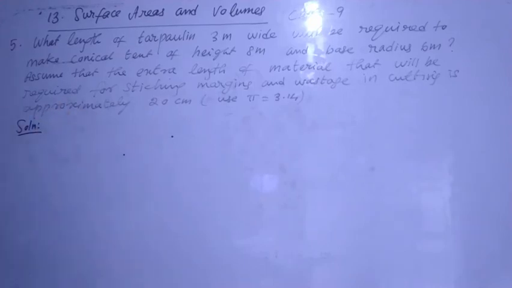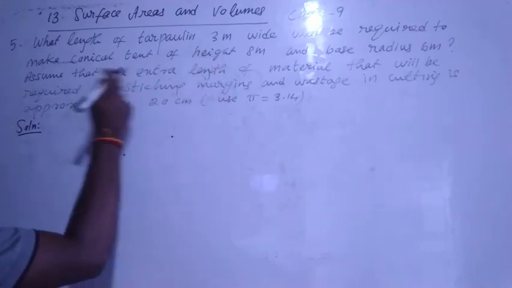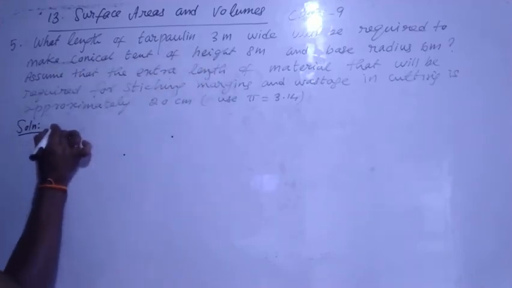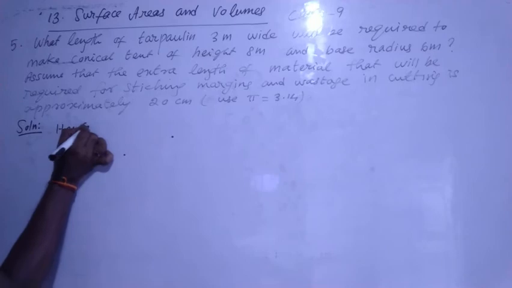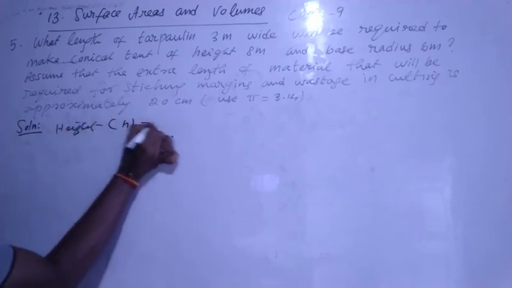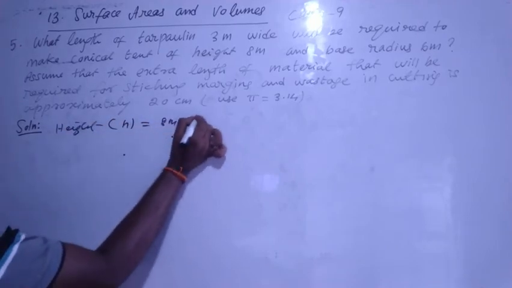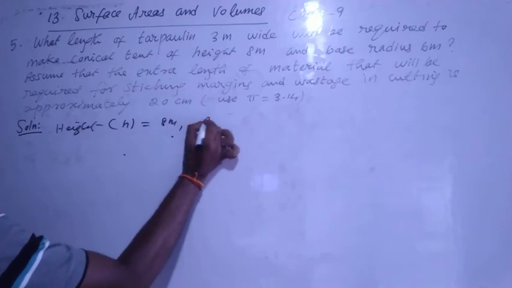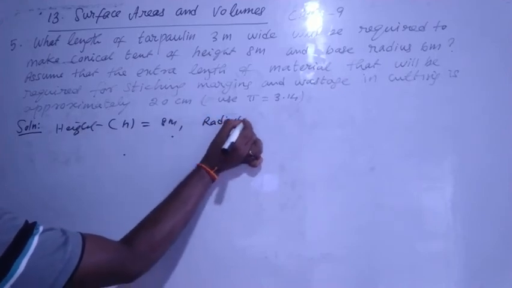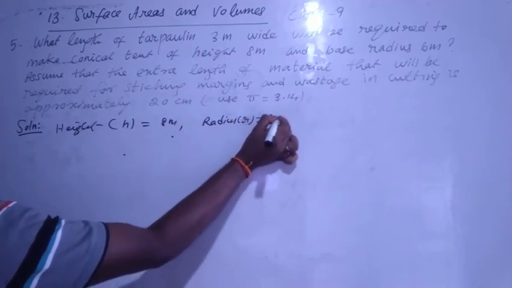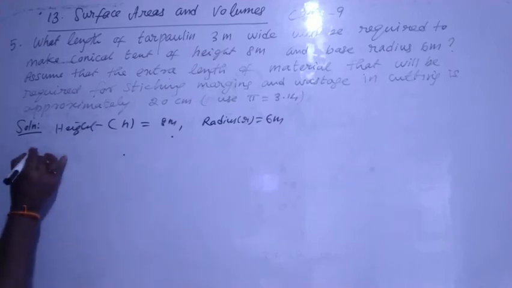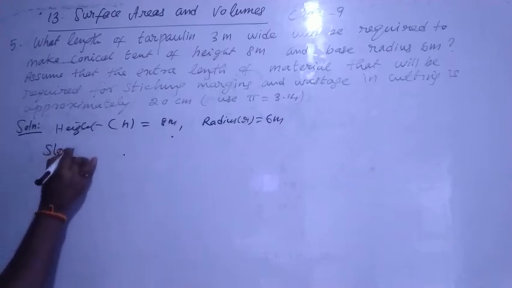Okay, that's all. Let's find out now. First, what length of tarpaulin is required? Because the question says how much tarpaulin is required and how much length of the tarpaulin you have to buy. That's the question. Okay, the conical tent, height of the tent is given, height is equal to 8 meter, and the radius R is equal to 6 meter. So let's find the slant height first. Slant height of the tent.